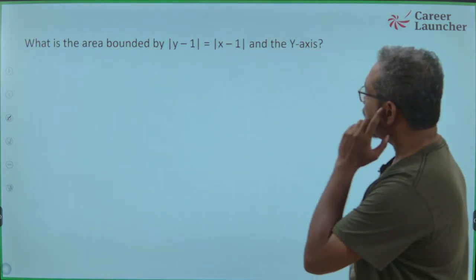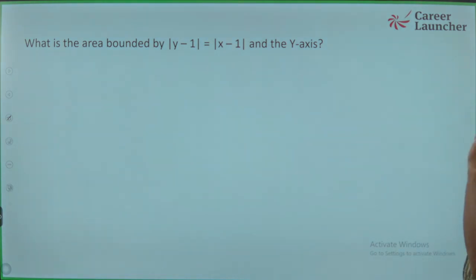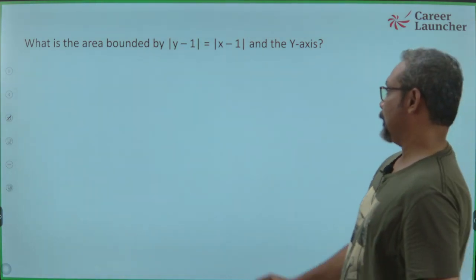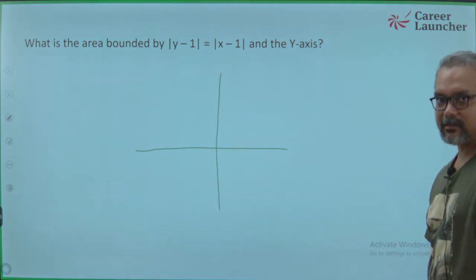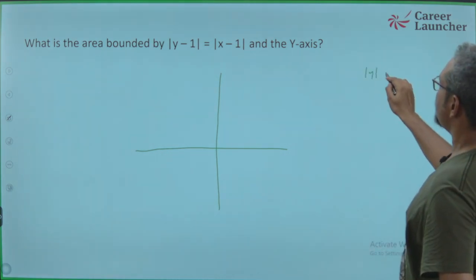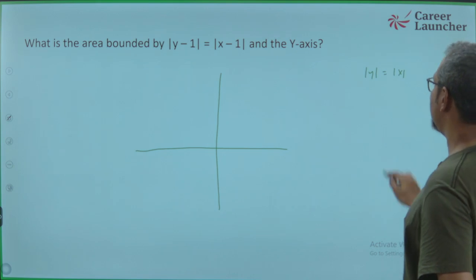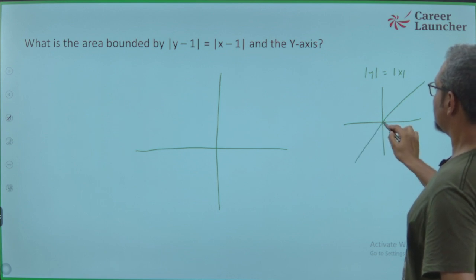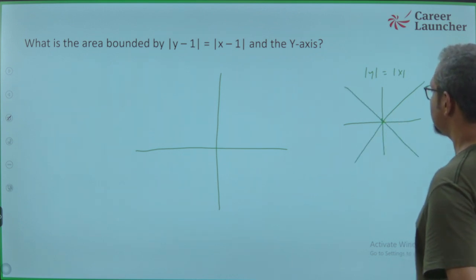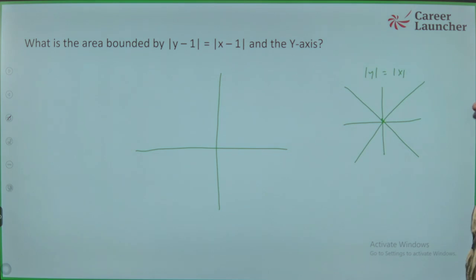So what is the area bounded by mod of y minus 1 equal to mod of x minus 1? If I ignore the minus ones like last time, if I had just mod y equal to mod x, what would that have been looking like? It would have looked like this. It's just the x.